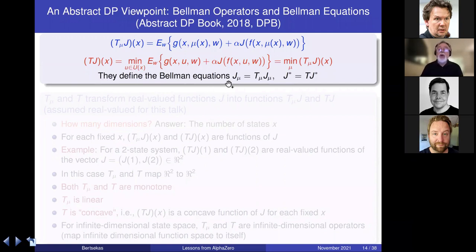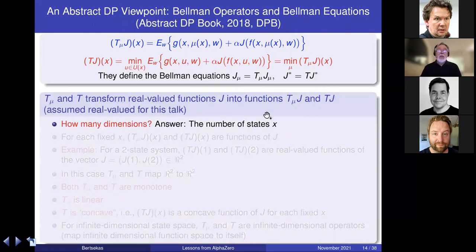And Bellman's equation can be written in shorthand by using these operators. The min Bellman equation is represented as a fixed point equation. J star is a fixed point of T. And there is a Bellman equation for every policy. J mu, the cost of a policy mu, is a fixed point of this mu Bellman operator. So T mu and T transform real valued functions J into functions T mu sub J and T sub J. And for this talk, I'm going to assume that these are real valued.